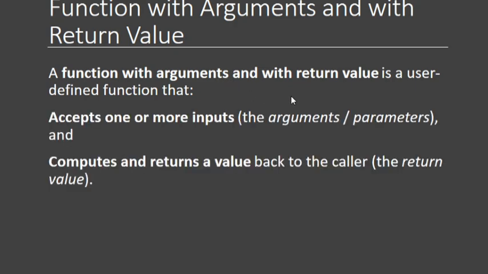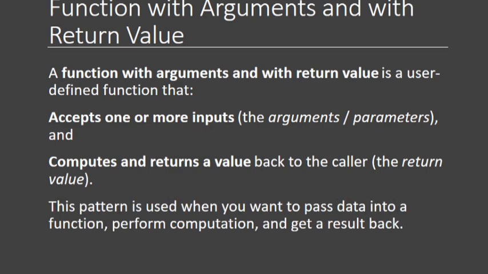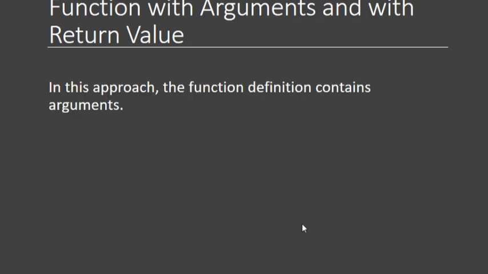A function with arguments and with return values is a user-defined function that accepts one or more inputs from the main function. So the main function has to pass the parameters to the user-defined function, and the user-defined function receives the parameters or values from the main function and performs the operation on them, and it returns a value to the main function, that is the calling function. This pattern is used when you want to pass data into the function, and the function performs the computation and returns the value to the main function.